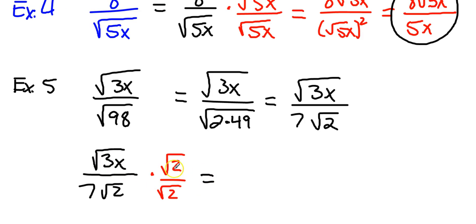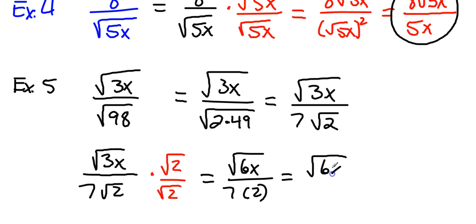So on the top part, it's 3x times 2 on the inside. So that would be 6x. On the bottom, it's 7, and you're going to take the square root off the 2 and just make it a regular 2. So top part square root of 6x, bottom part would be 14.